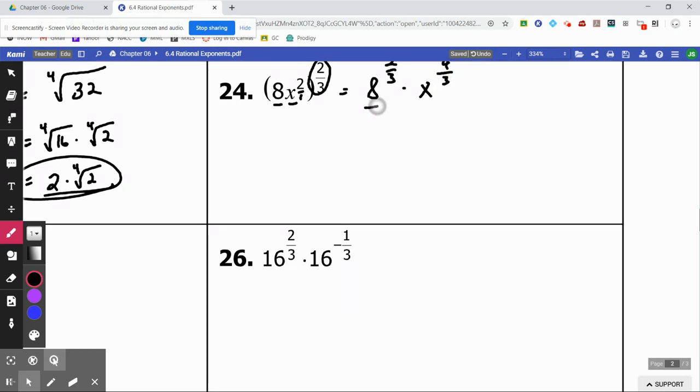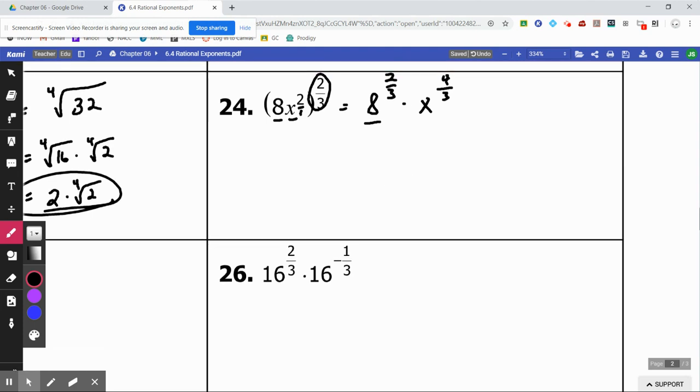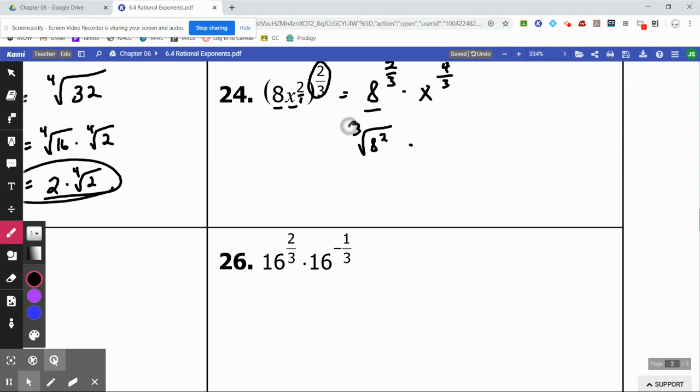Well, first off, 8 to the 2/3 power, when we change that, that's going to be the 3rd root of 8 to the 2nd power. Now, here's the key. Do you do the 3rd root first? Do you do 8 squared first? It does not matter. However, if you'll do a 3rd root first, you're going to be dealing with smaller numbers. So that's going to turn this into the 3rd root of 8, which is 2 to the 2nd power, which will be 4 times. Now let's do the other side.